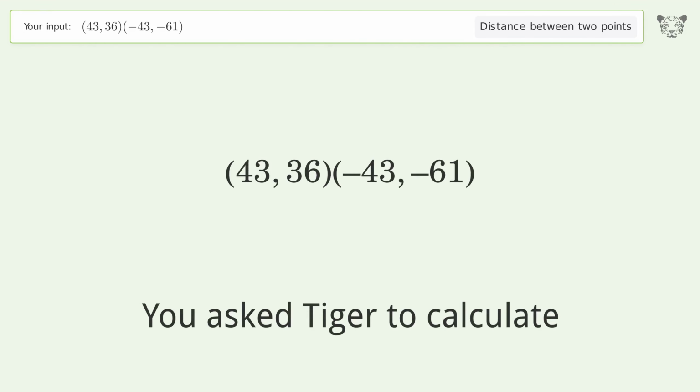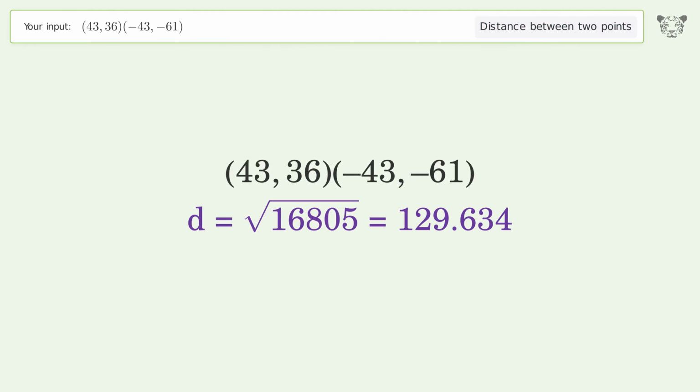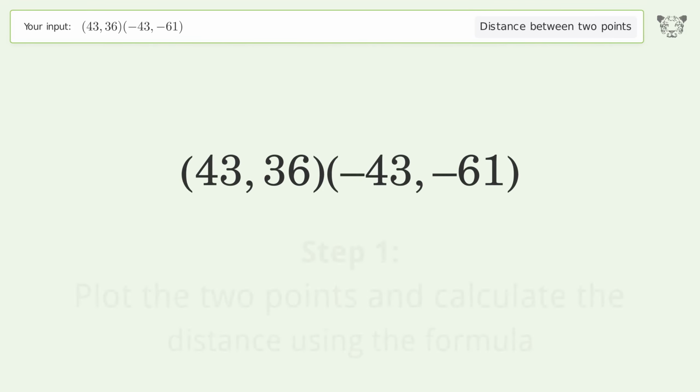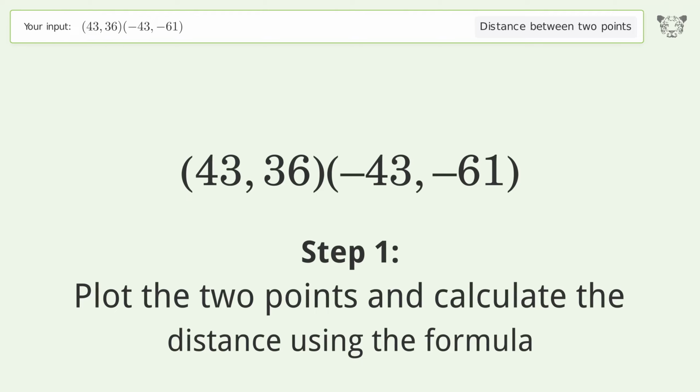You ask Tiger to calculate. This deals with the distance between 2 points. The distance between the 2 points is the square root of 16,805 or 129.634. Let's solve it step by step. Plot the 2 points and calculate the distance using the formula.